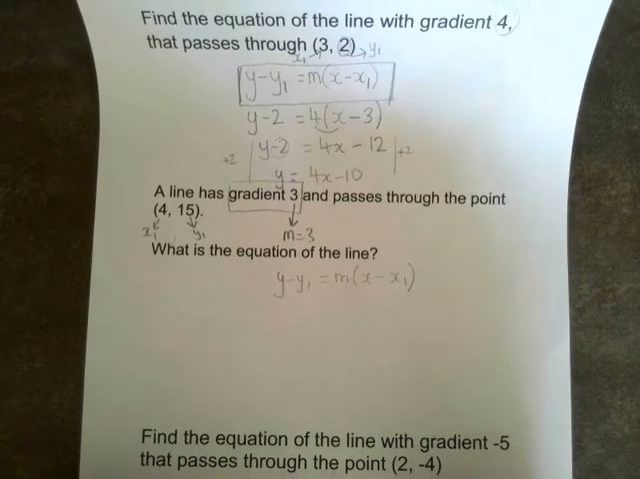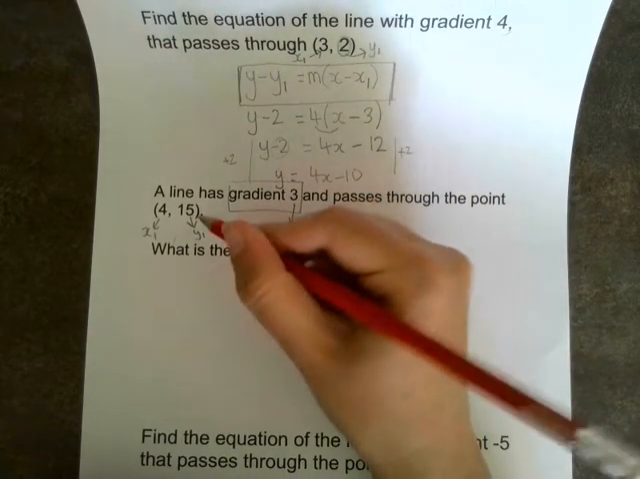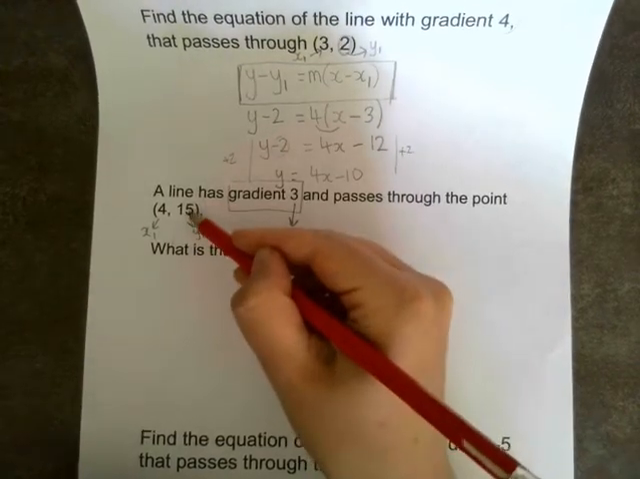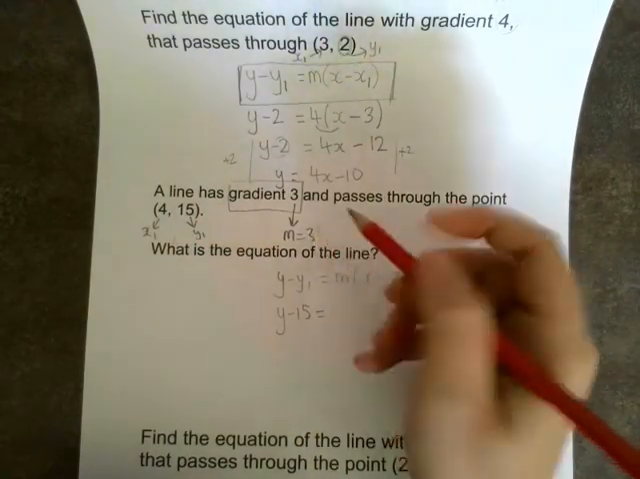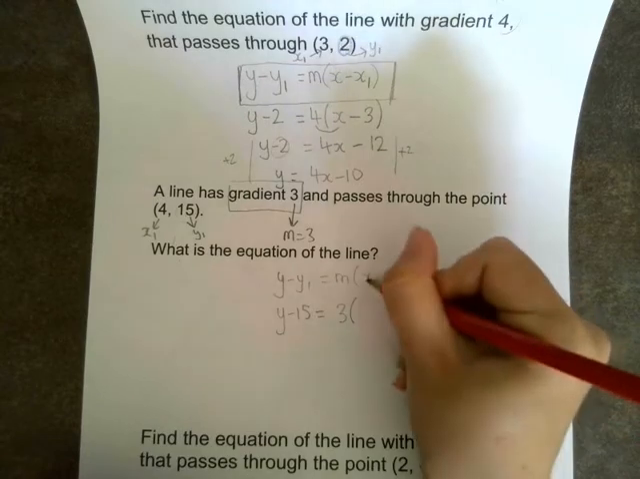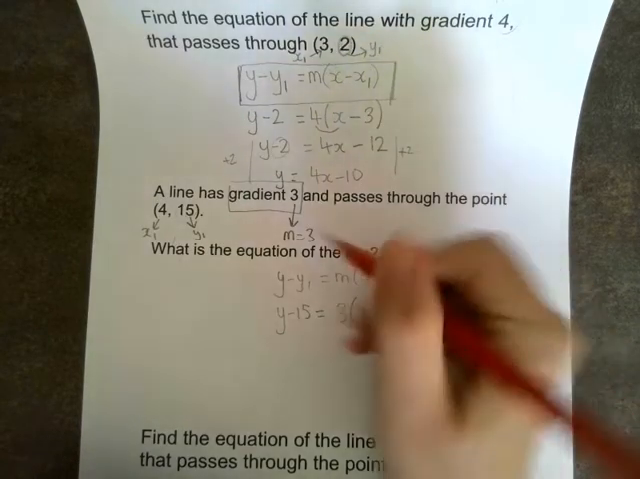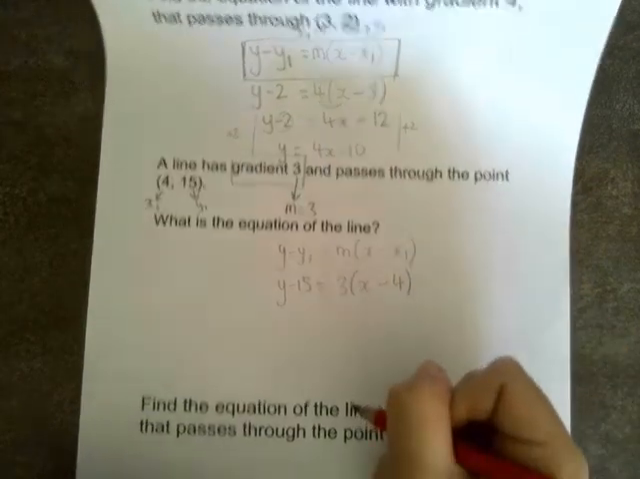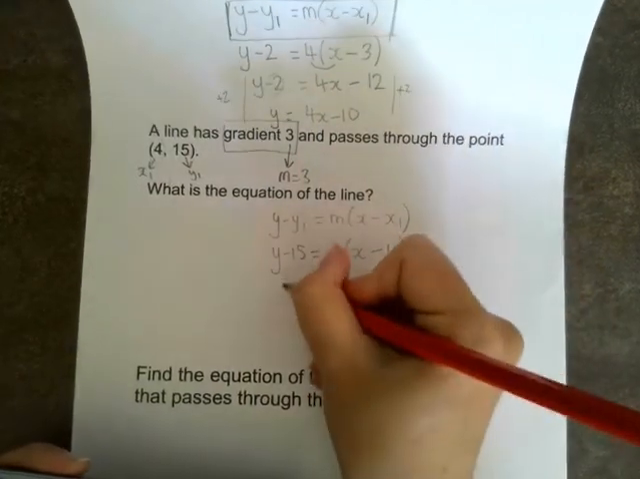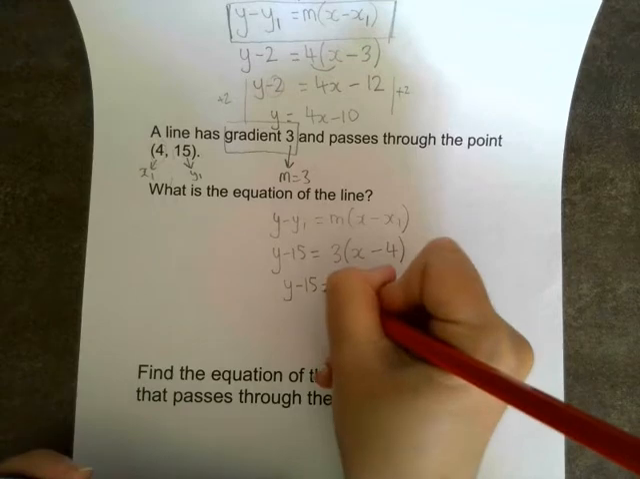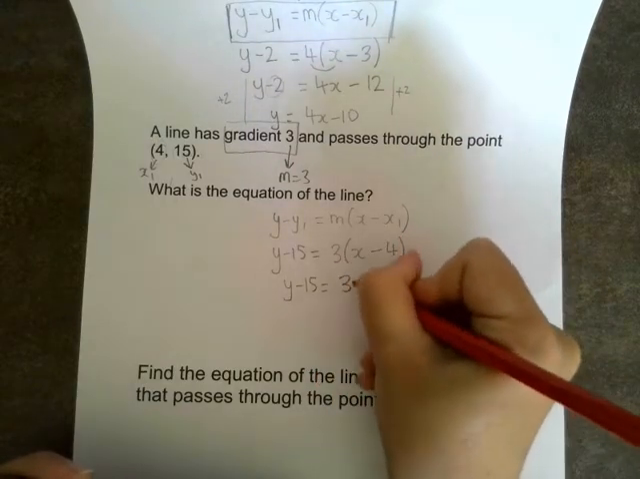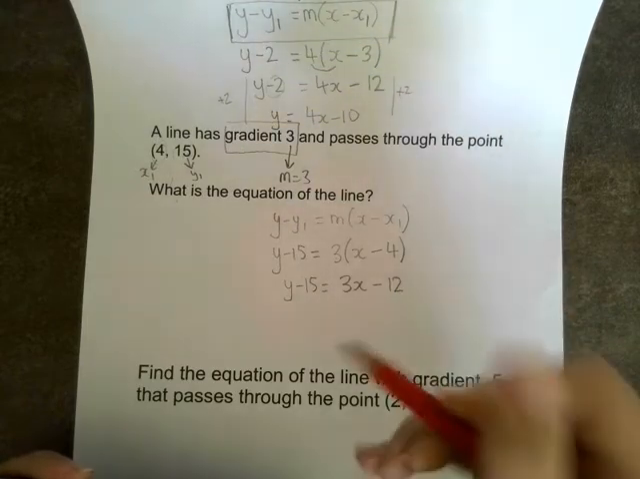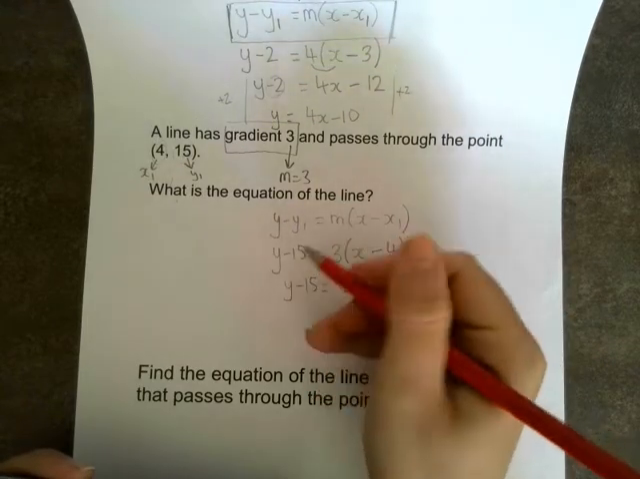So we're now going to substitute the values in. So it's going to be y minus 15, because y1 is the 15. M is 3, so 3. The x we're going to keep the same, and then x1 is the first number in the coordinates, so that's 4. So if I now expand the bracket, it'd be y minus 15 equals 3 times x, so 3x minus 3 times 4 is 12, and the last step is just to add that 15 over.